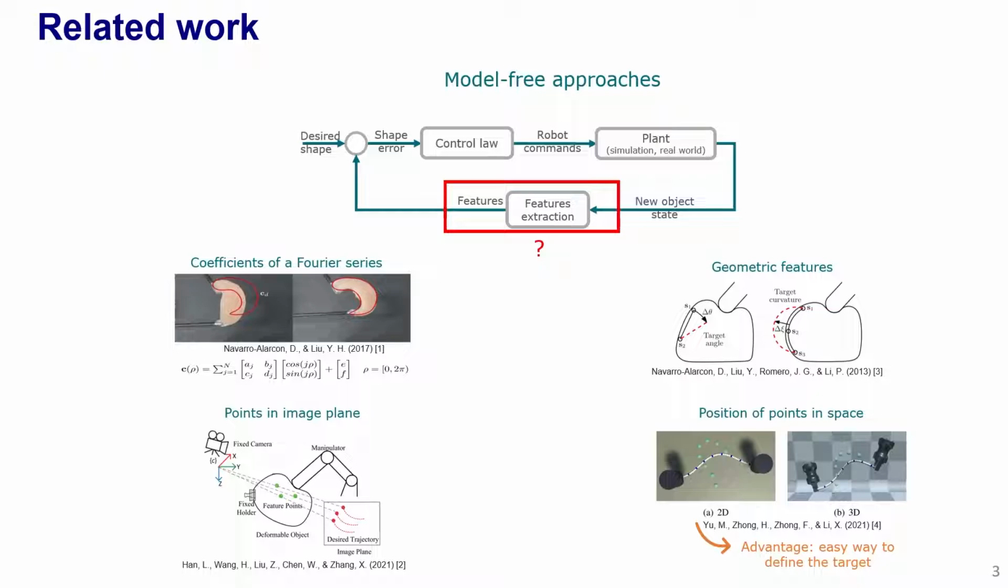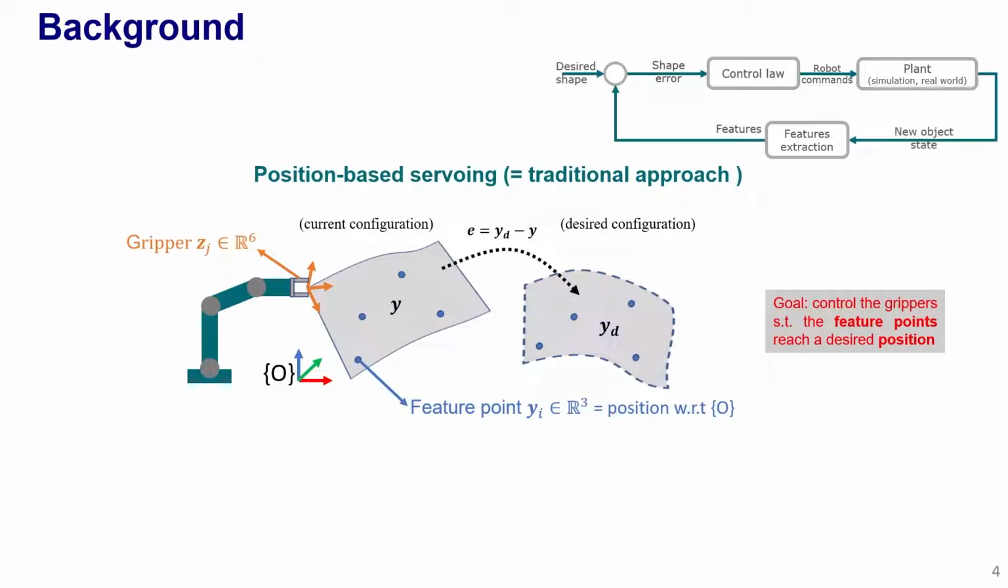Different solutions have been developed for this, but a very interesting one is to use position of points in space, since this provides a direct way to define the target from the task objective. So in this approach, that I will call position-based servoing, the features in the control loop are defined by the three components of points on the object. We note them y and their desired position yd. Moreover, independent grippers grasp the object rigidly and their pose is noted z.